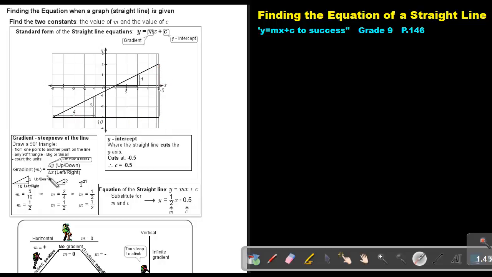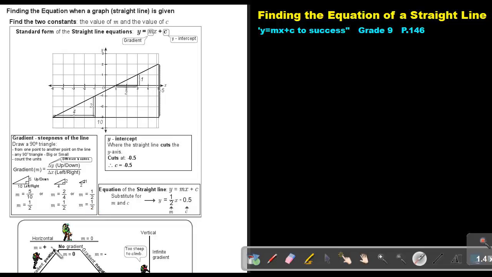So if I count 1, 2, 3, 4, 5, delta y will be 5. Delta x will be 1, 2, 3, 4, 5, 6, 7, 8, 9, 10. So delta x will be 10. And if I simplify this, I will get a half. Or if I work in this triangle, it's 2 over 4, and that's also a half. Or in this one, 1 over 2, and that's also a half.